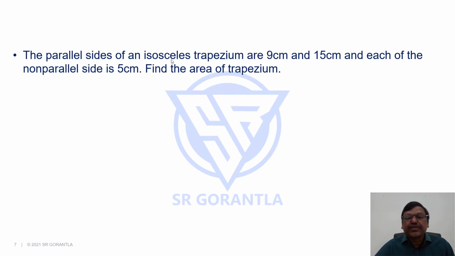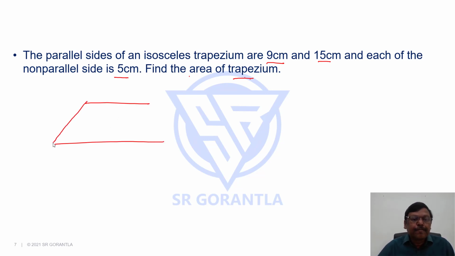The parallel sides of an isosceles trapezium are 9 cm and 15 cm, and each of the non-parallel sides is 5 cm. Find the area of the trapezium. If we draw the diagram, let's say A, B, C, D.